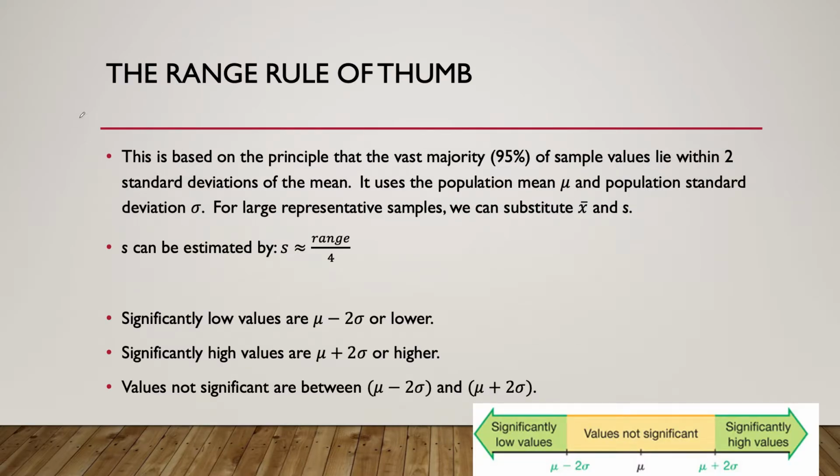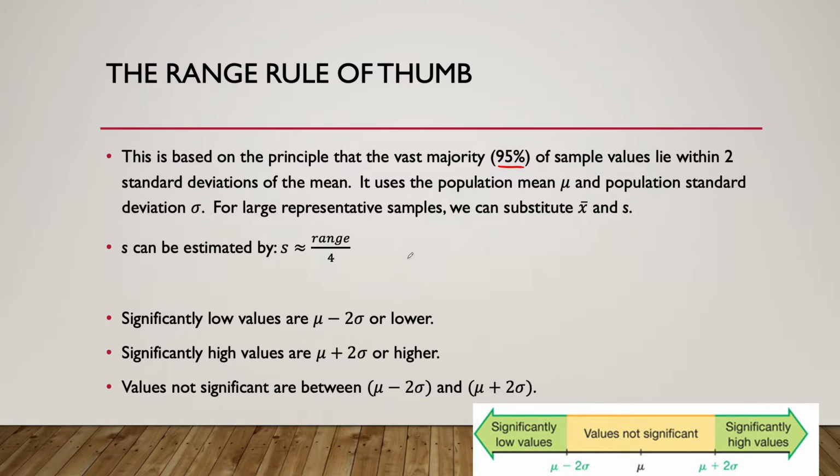The range rule of thumb is based on the principle that the vast majority, or 95%, of sample values lie within 2 standard deviations of the mean. It uses the population mean mu and population standard deviation sigma. For large representative samples, we could substitute x bar and s for the mean and standard deviation respectively. We could also estimate s by taking the range divided by 4, and that'll be the approximation for that sample standard deviation.